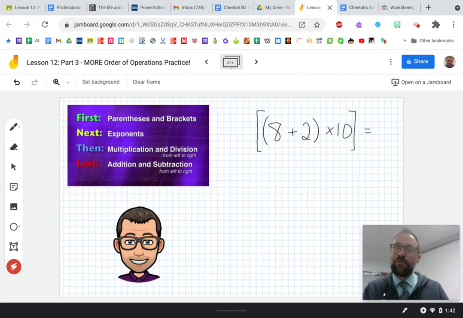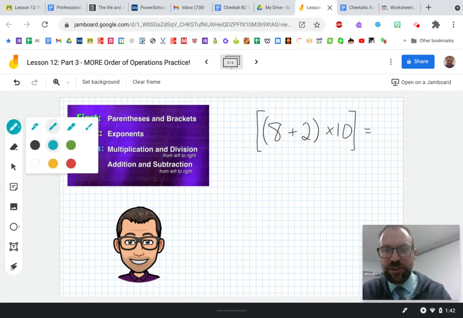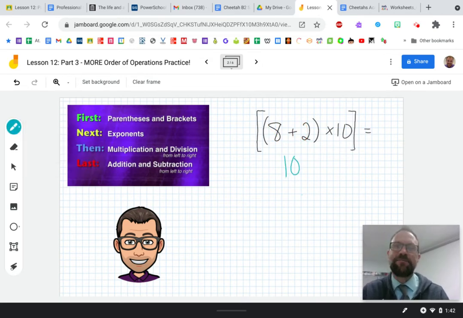The answer is we start on the innermost set of parentheses and we work our way out. And so in this case, the innermost set of parentheses is right here. It's inside the other set. It says 8 plus 2. So let's solve that first. 8 plus 2 is 10. That's done. And I like to write just below the equation as I work. Then, now I'm going to drop down the times 10.